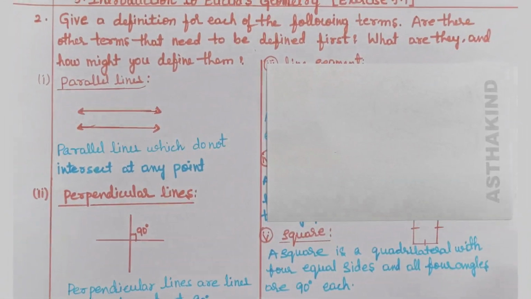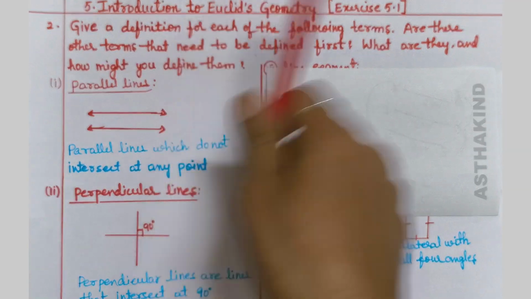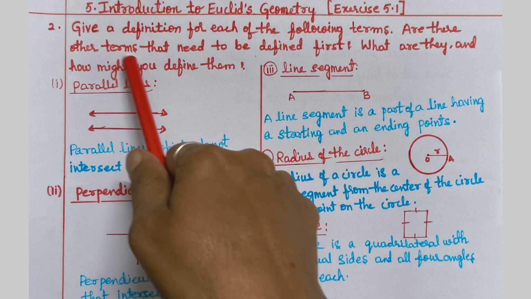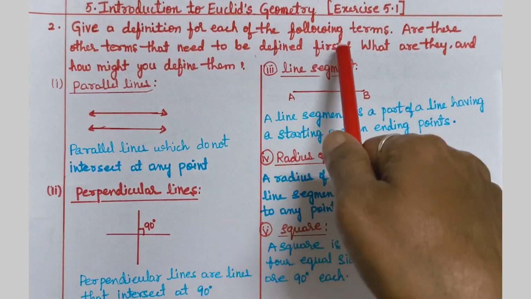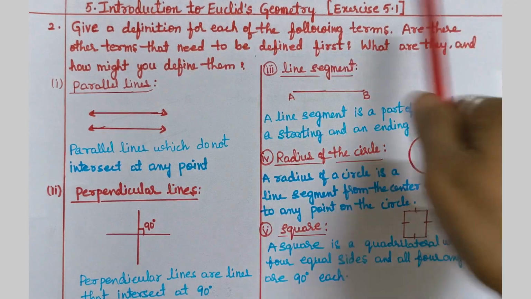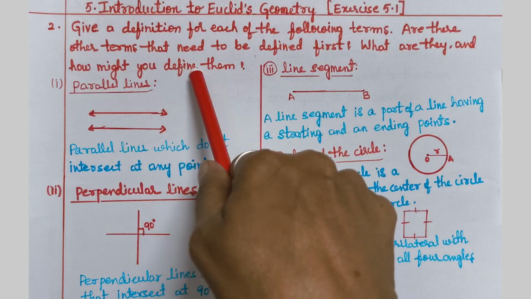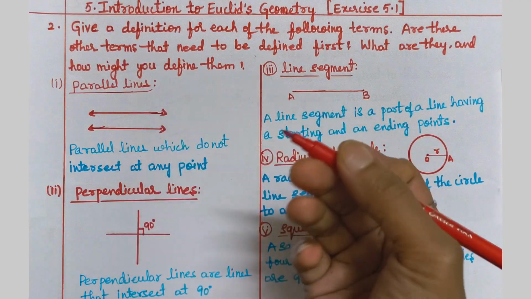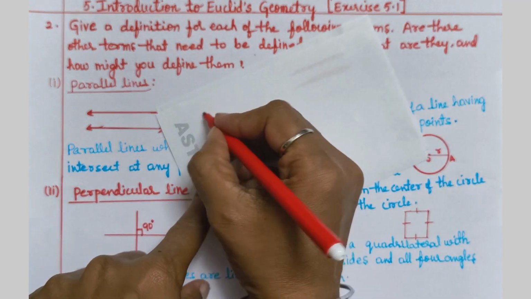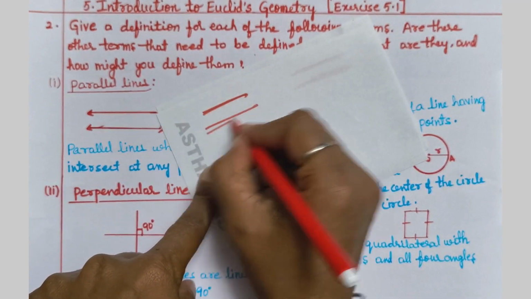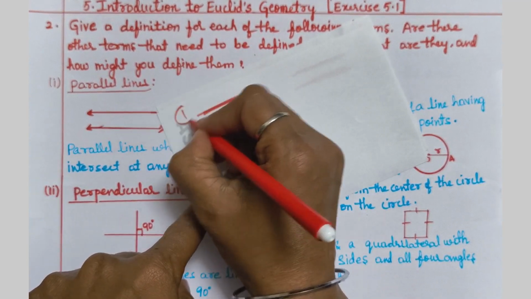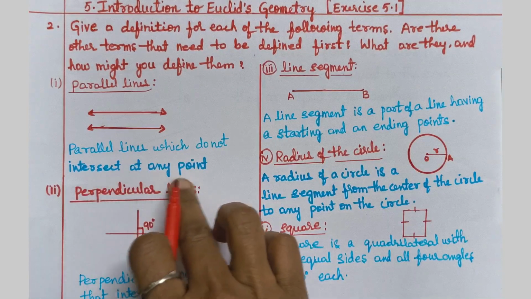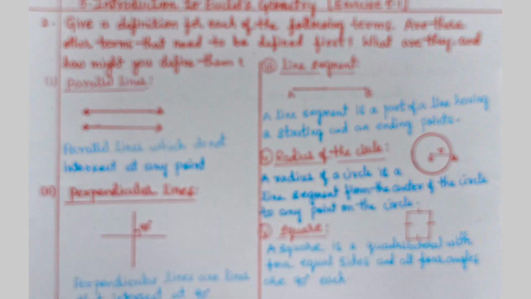Okay, now the second question. Give a definition for each of the following terms. Are there other terms that need to be defined first? What are they and how might you define them? This is the question. First, parallel lines. What are parallel lines? Two lines that can't meet anywhere are parallel lines. So you can write the definition: parallel lines are lines which do not intersect at any point.